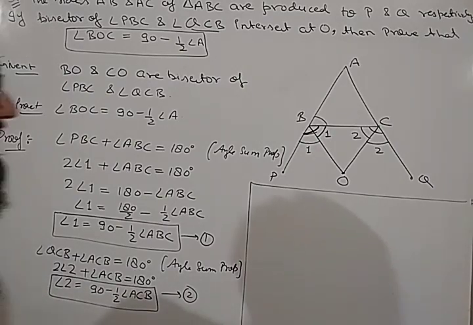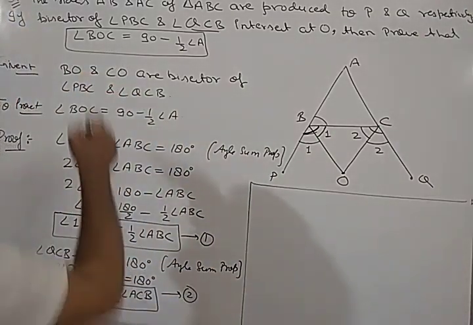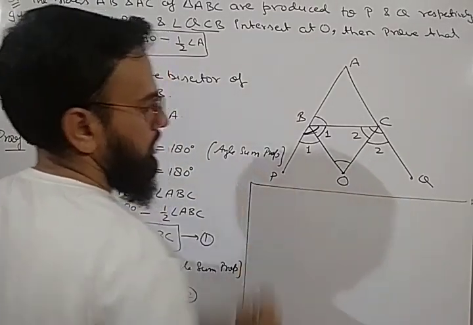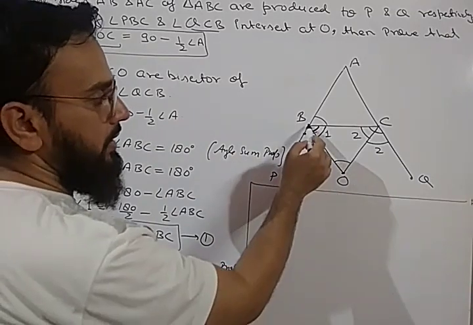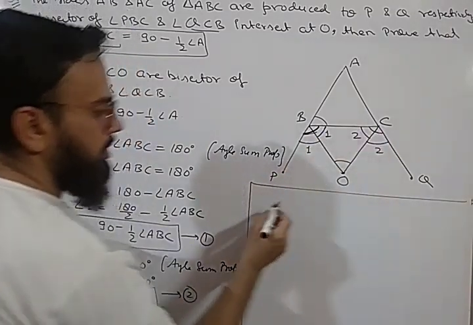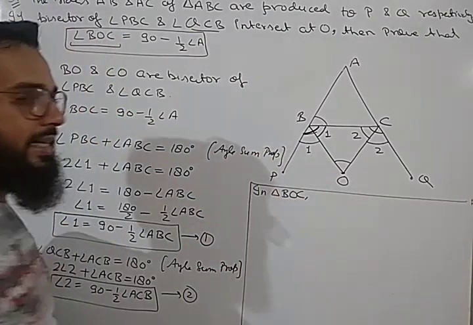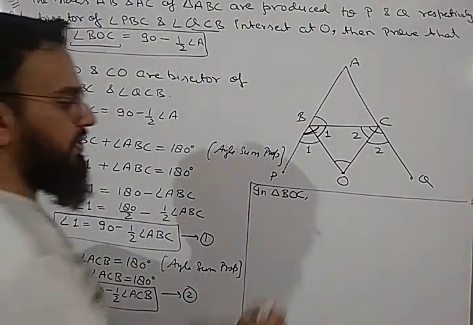Now we have to obtain angle BOC. See the question? We have to prove angle BOC. This is angle BOC, so this angle can be obtained in this triangle, triangle BOC. So now in triangle BOC, if we apply angle sum property, then what will happen?